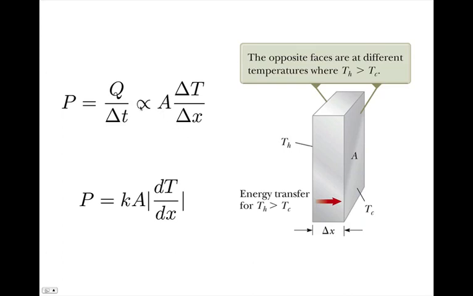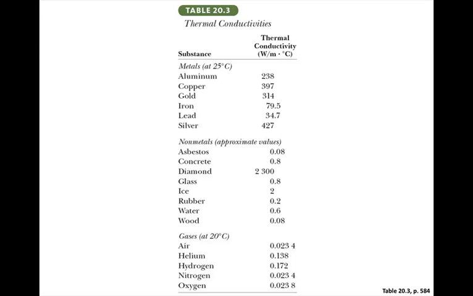Okay, so we've got a proportionality. This proportionality constant we give the symbol k. This is the thermal conductivity, and it's different for different materials, as some materials are good conductors of heat, others are bad conductors of heat. We have an absolute value sign here. We can consider the power transferred to be positive, but it's always going to flow from the hot side to the cold side. This table presents thermal conductivities for some common substances.